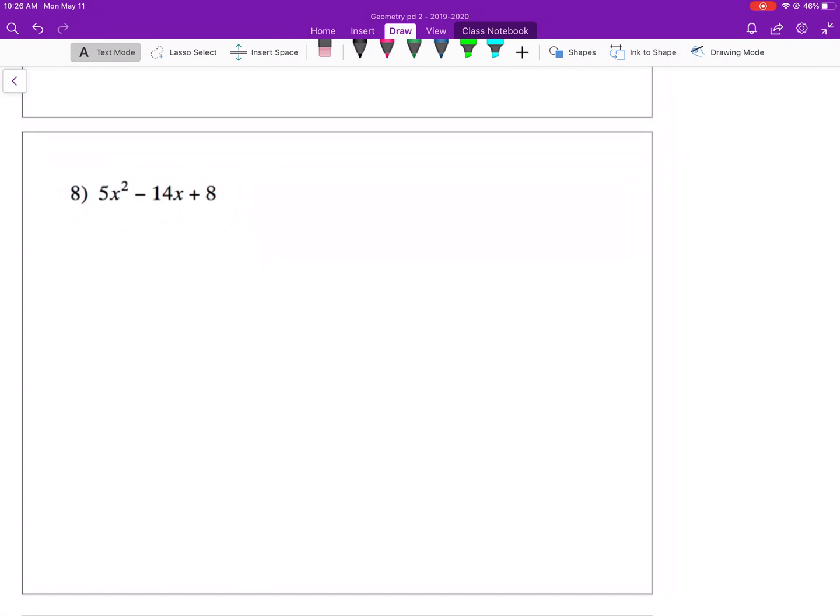So you go through your thought process of, is there a GCF? There's not a GCF. So is it a trinomial? Is it a binomial? It's a trinomial. A is bigger than 1. It's AC. All right. AC is equal to 5 times 8, which is 40. So they need to multiply to 40 and add to the B value, negative 14.